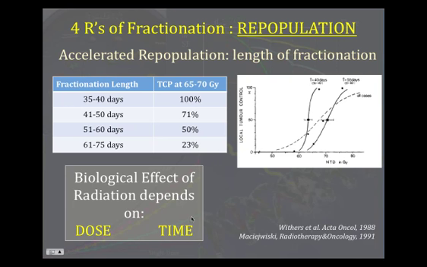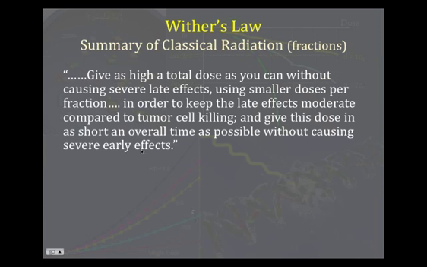and then you lose efficacy of fractionation. So basically, Dr. Withers' law, summarizing the classical radiation knowledge, was to give as high a dose as possible without causing severe late effects, using a smaller dose per fraction in order to keep the late effects moderate compared to cell killing, but give this dose in as short an overall time as possible without causing severe late effects.